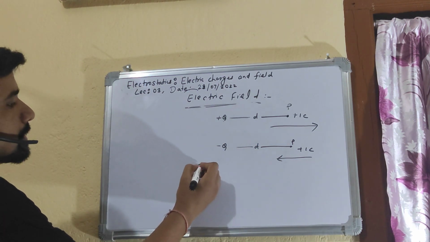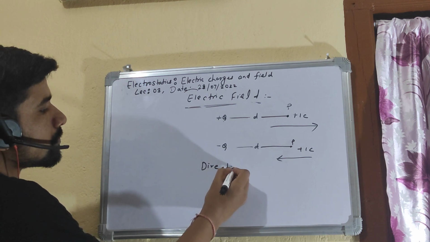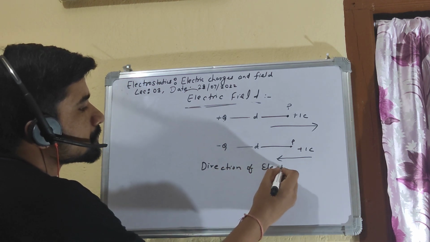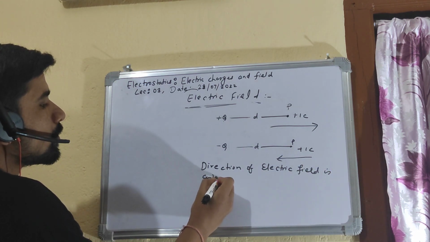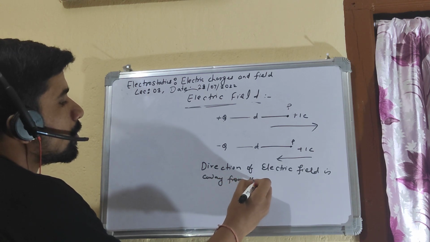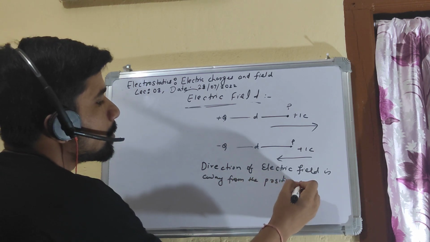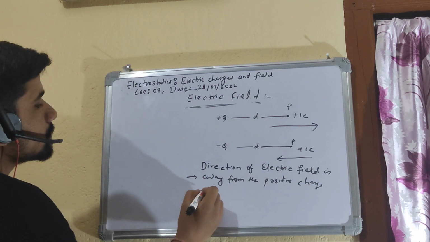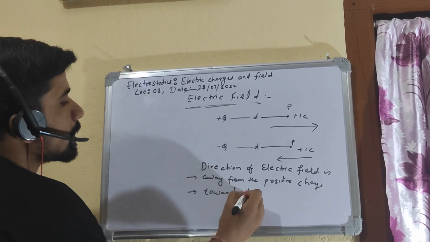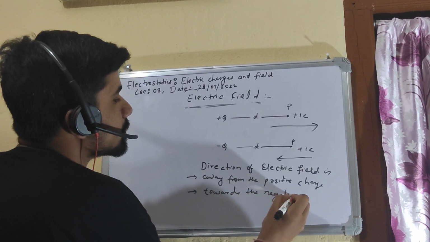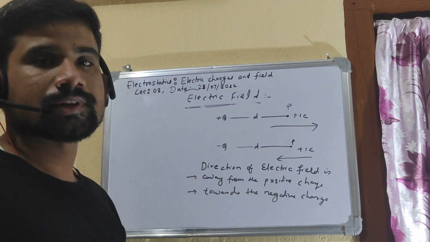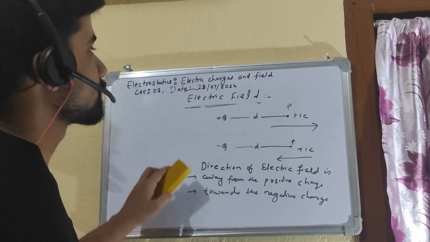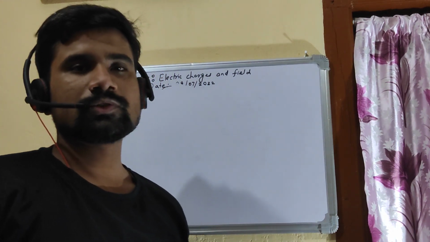So now we can say that the direction of electric field is away from the positive charge, but it is towards the negative charge, right? So this is what the concept of field is all about. We just understood the concept of electric field.